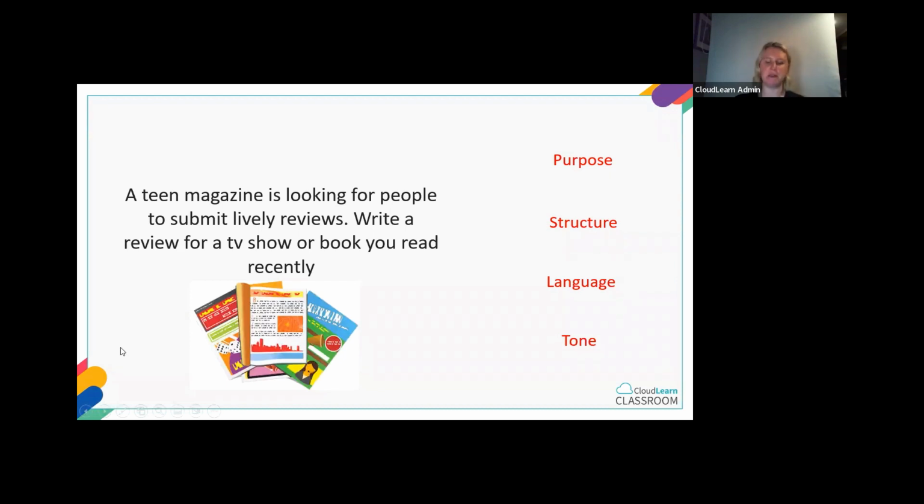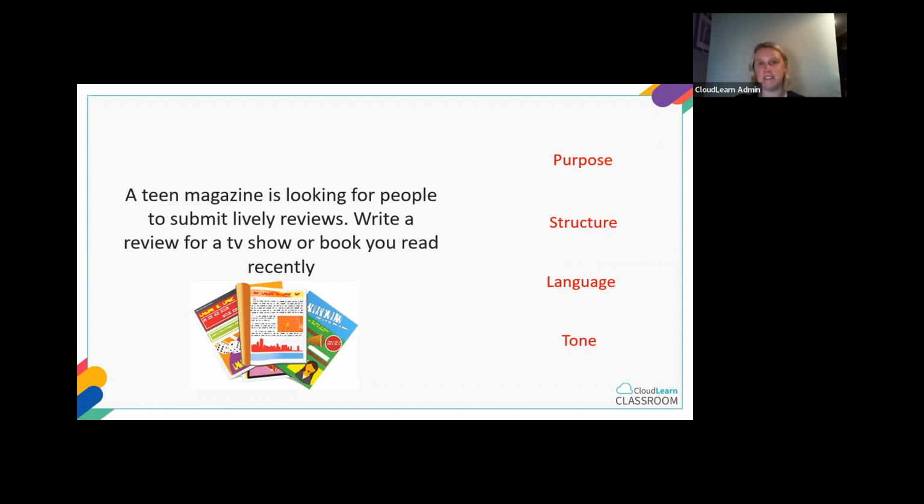Tone. What's the tone of this piece? Again, we've used these words and it tells you in there the tone of the piece. What sort of tone are we going to go with? What vibe? Yeah, a lively one, a lively tone. It's going to be upbeat all the way through.